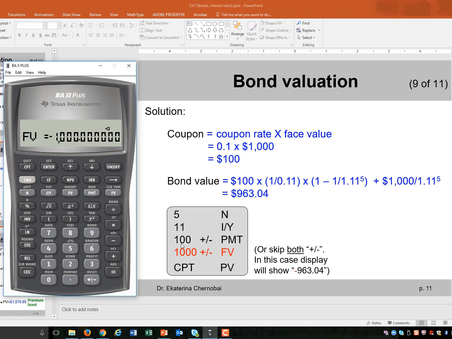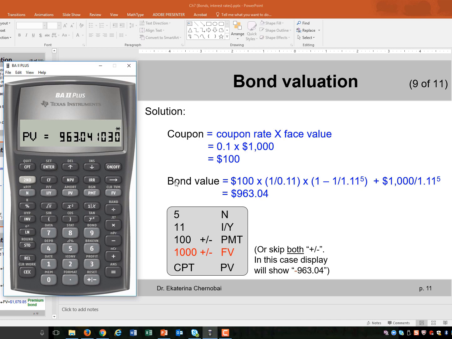And then in no particular order, you enter the discount rate, 11%, which is also known as the yield to maturity when we talk about bonds. So I press 11 IY and 5 for N. 5 is how many coupons there will be between now and the maturity date. So 5N. And we want to compute the present value of this bond.